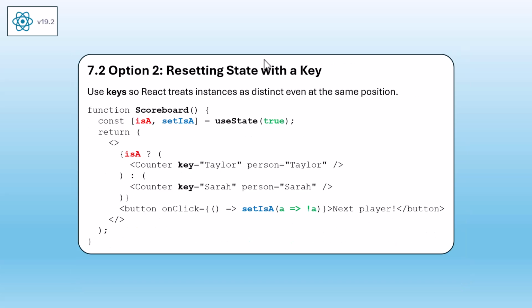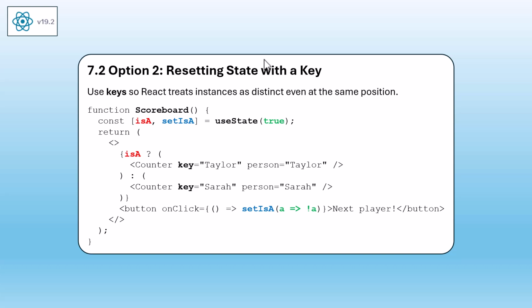7.2 Option 2. Resetting state with a key. The second, and more flexible, approach is to give each component an explicit key. You might be familiar with keys in lists, but keys can be used anywhere. They tell React how to distinguish between different instances of the same component type.